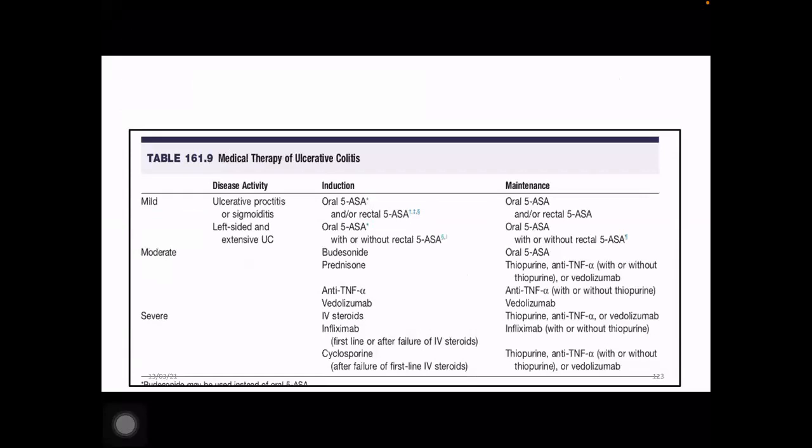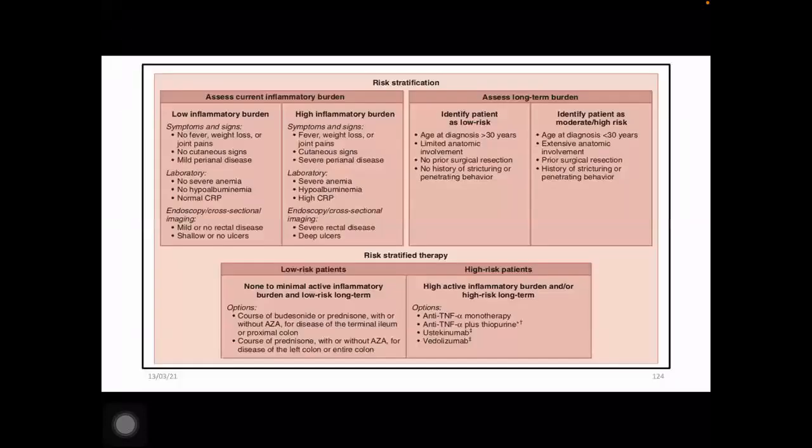This is the nutshell of medical therapy of ulcerative colitis. This is the table given in Shackleton. For a mild disease, you can manage with oral Misacol, that is 5-aminosalicylic acid, or a rectal formulation is also available for the same. In a moderate disease, you can give oral prednisolone or a topical budesonide. In a severe disease, you can use IV steroids or infliximab. So mild disease, you can get away with Misacol, and for severe disease, you might have to use anti-TNF alpha. So basically, you stratify the risk of the patient.